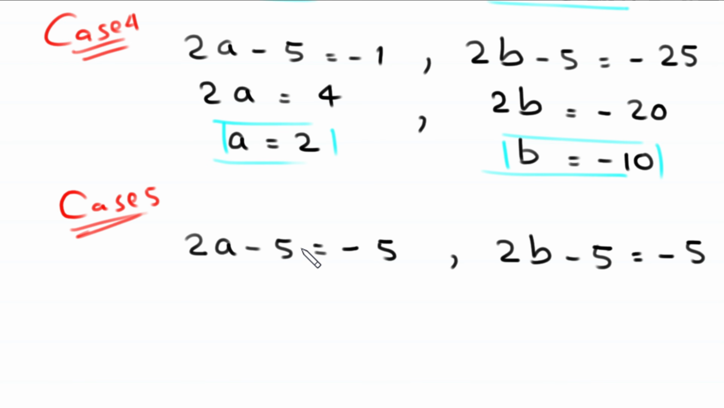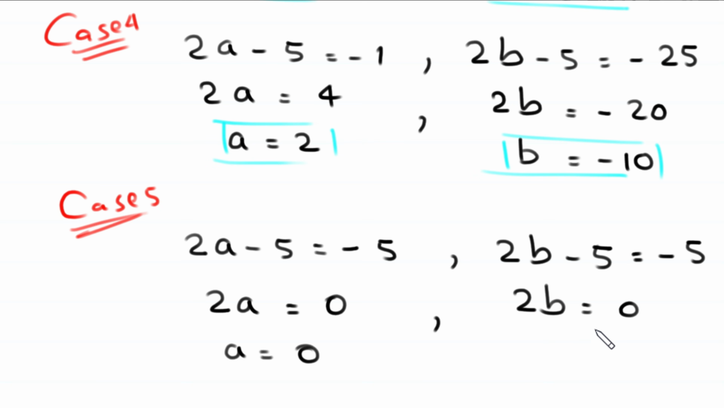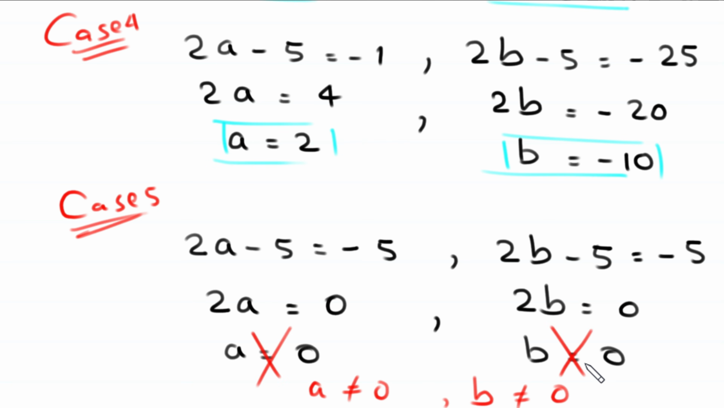If we add 5 to both sides, this will become 2 times a equal to 0. Divide both sides by 2, a will be equal to 0. And if we add 5 to both sides, this will become 2 times b equal to 0. Divide both sides by 2, we get b is equal to 0. Since a and b are in the denominators, a cannot be equal to 0 and b cannot be equal to 0. So this will be rejected.